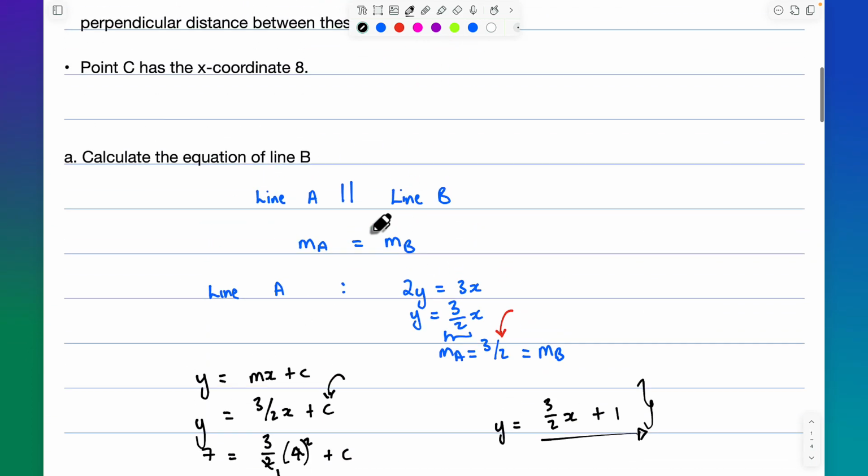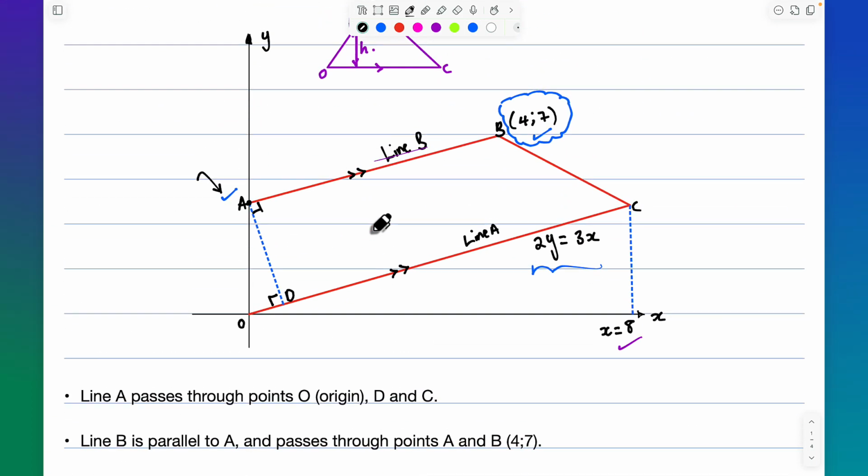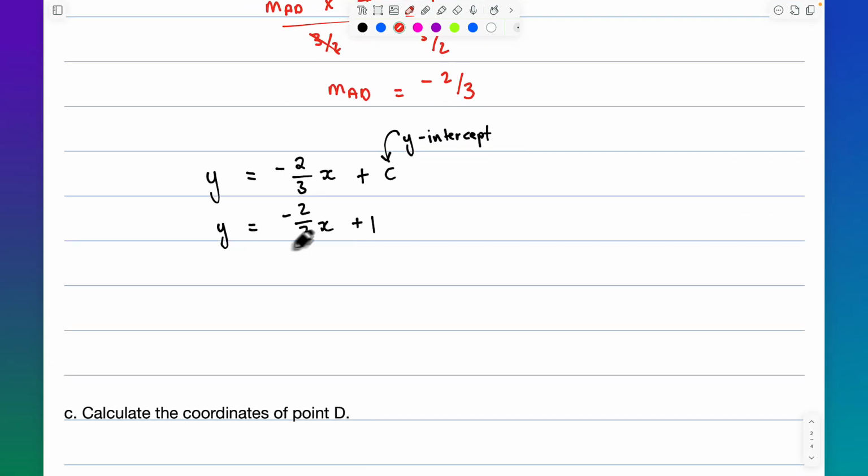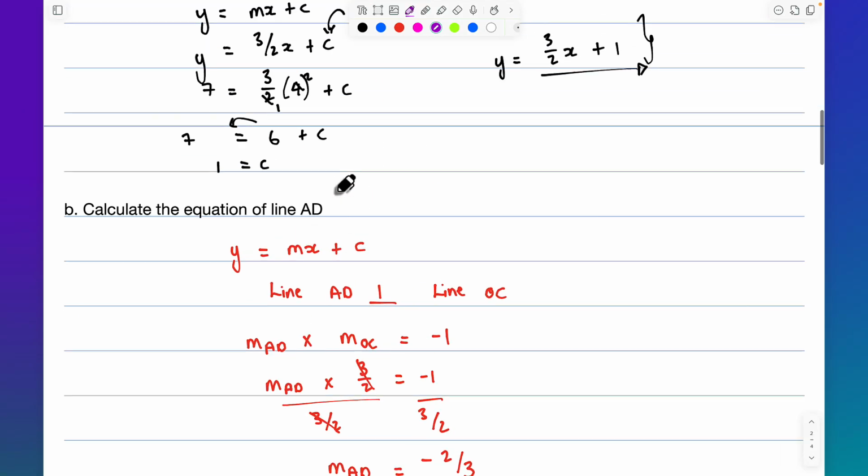Or you could have said, okay, I know that line AD passes through point A. What are the coordinates of point A? The x value is 0 because it's on the y-axis, right? So your x value is 0. Your y value is 1 because we know that's the coordinate of that point on your y-axis. So you could have just plugged that in. Your x becomes 0, your y is 1, negative 2 over 3 times x, which is 0, plus c. So this cancels out, and the only thing you're left with is c is equal to 1. So it basically gives you the exact same answer.